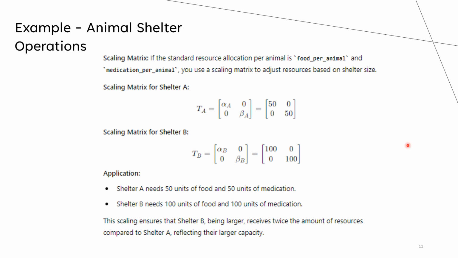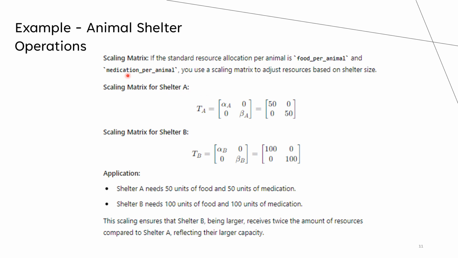Let's apply these concepts to animal operations. Imagine we have two shelters with different capacities. Using a scaling matrix, we can allocate resources like food and medication proportionally to each shelter's capacity. This ensures that both shelters receive adequate supplies based on their size, improving efficiency and animal care.